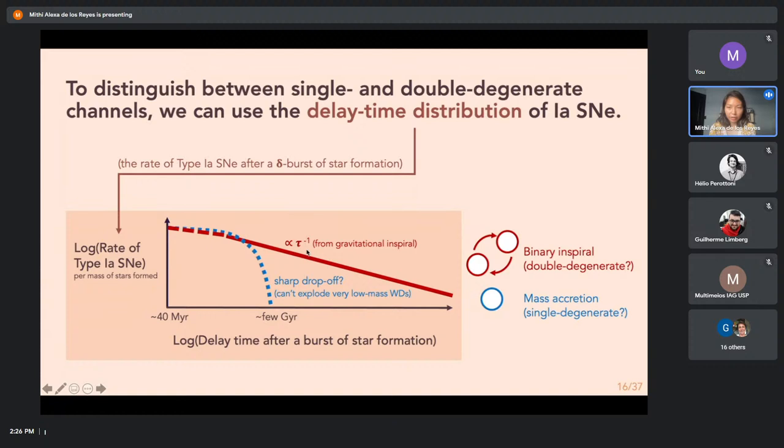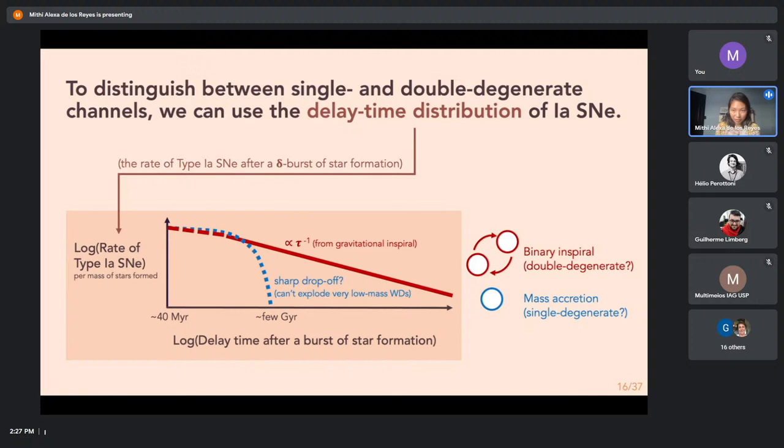On the other hand, if we look at the single degenerate model, or models in which mass accretion is the primary thing that's setting the time scale of explosion, the models are actually kind of all over the place. But there are a couple of common features, and one of them is a relatively sharp drop-off. So we expect that after a few gigayears, it gets really difficult to explode very low-mass white dwarfs. And this is because, again, because of binary evolution, we expect more massive binary systems to form and evolve first. And then over time, you get to lower and lower mass white dwarf and white dwarf binary companions.